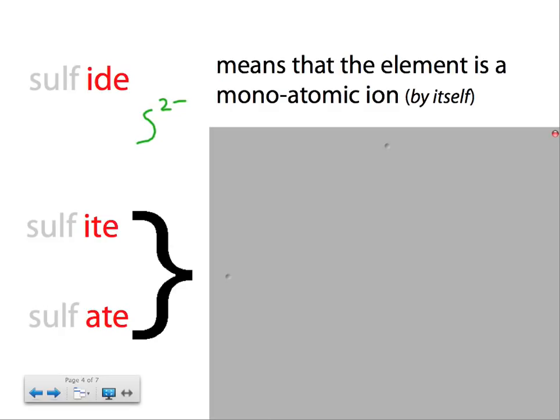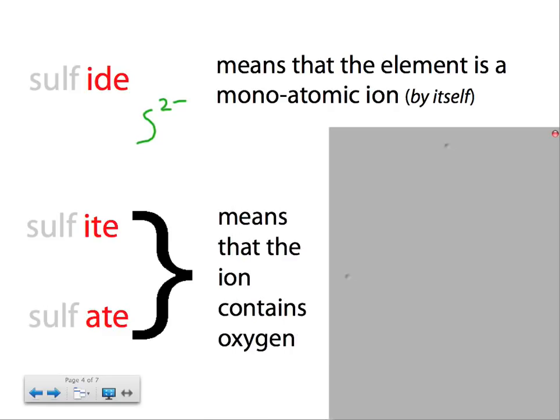Now, what does the ite and ate mean? Well, it means that the sulfur is not by itself. It's bonded, these are polyatomic ions, and they're bonded with oxygens. So ite and ate means that the ion contains oxygen. Now the annoying thing is it doesn't tell you how many oxygens.